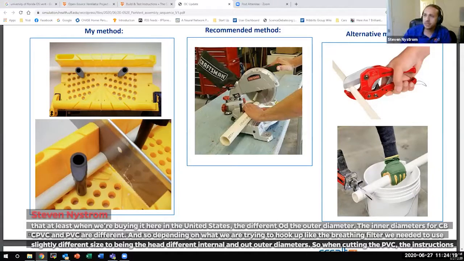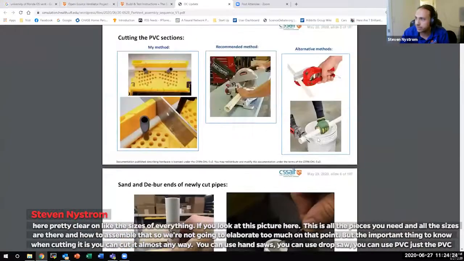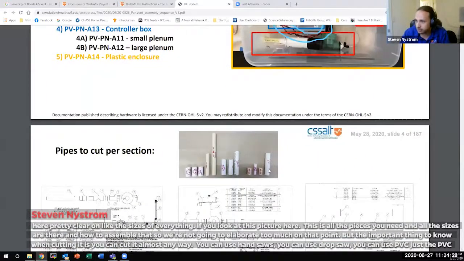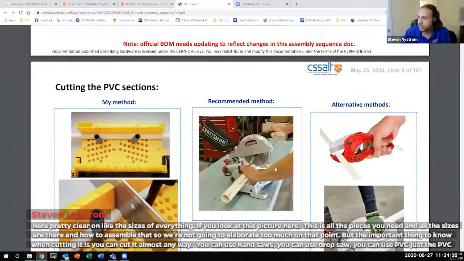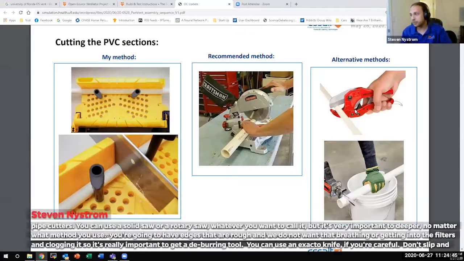When cutting the PVC, the instructions here are pretty clear on the sizes of everything. If we look at this picture here, this is all the pieces you need, and all the sizes are there and how to assemble it. So we're not going to belabor that point. But the important thing to know when cutting it is you can cut it almost any way. You can use hand saws, a drop saw, just PVC pipe cutters, or a Sawzall or a rotary saw, whatever you want to call it.